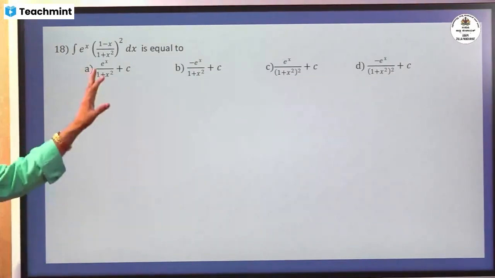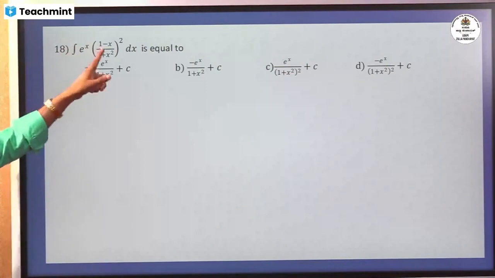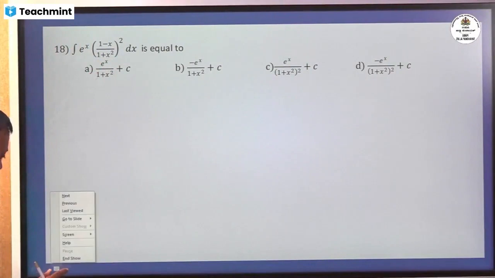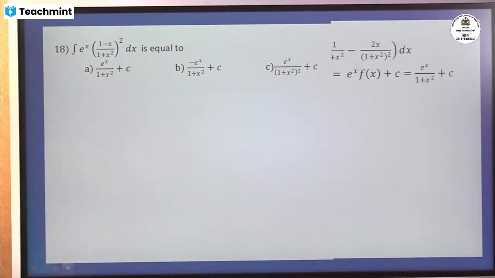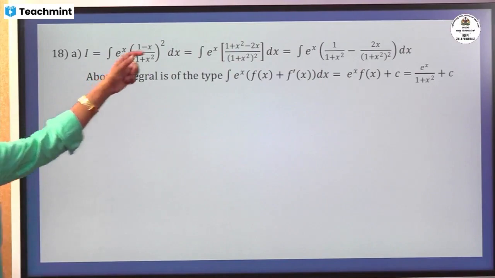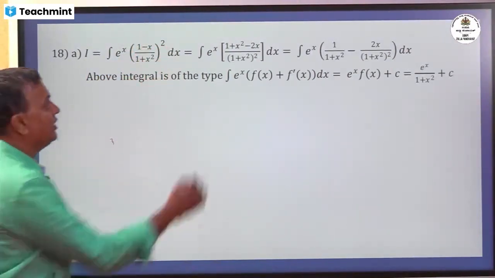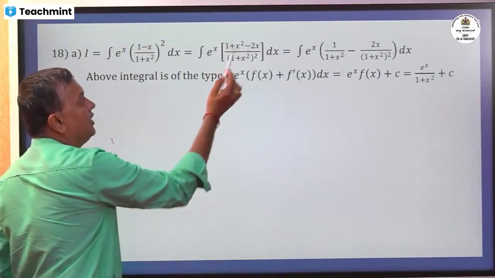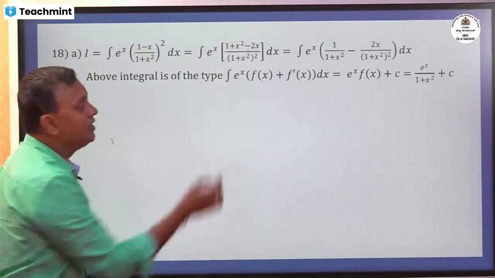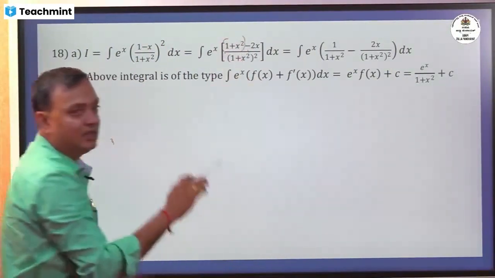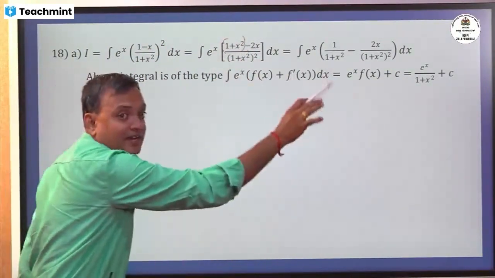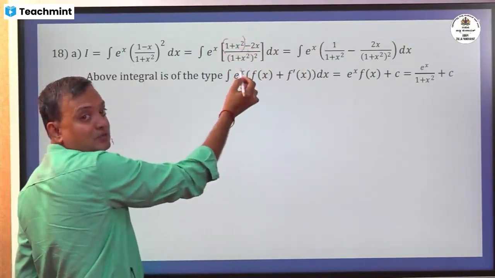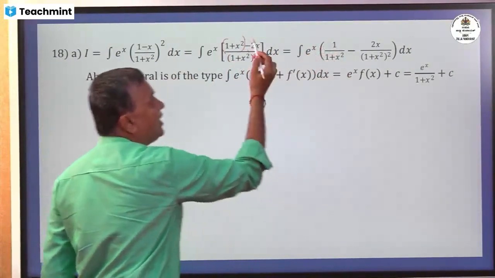This is a simple question. e power x into 1 minus x by 1 plus x whole square. Simplify it like this. Look, e power x into, numerator is 1 minus x whole square, a minus b whole square formula, 1 plus x square minus 2x, denominator is 1 plus x square whole square. Now group this. Then splitting, don't split the integrals, split here. Then integral of e power x into 1 plus x square by 1 plus x square whole square is 1 by 1 plus x square, minus 2x by this.